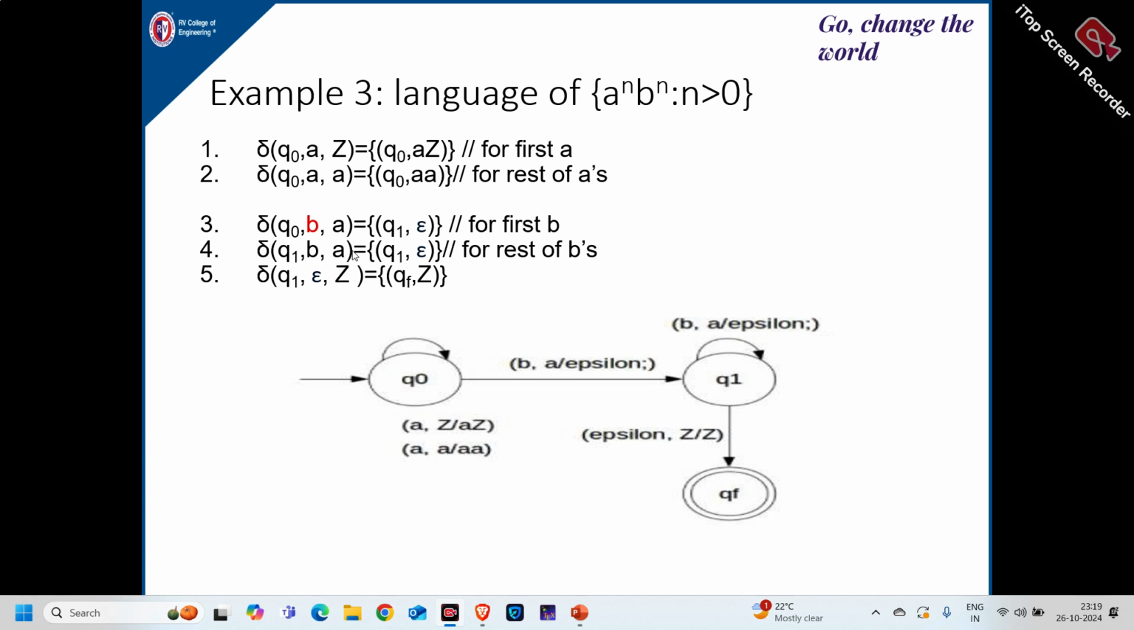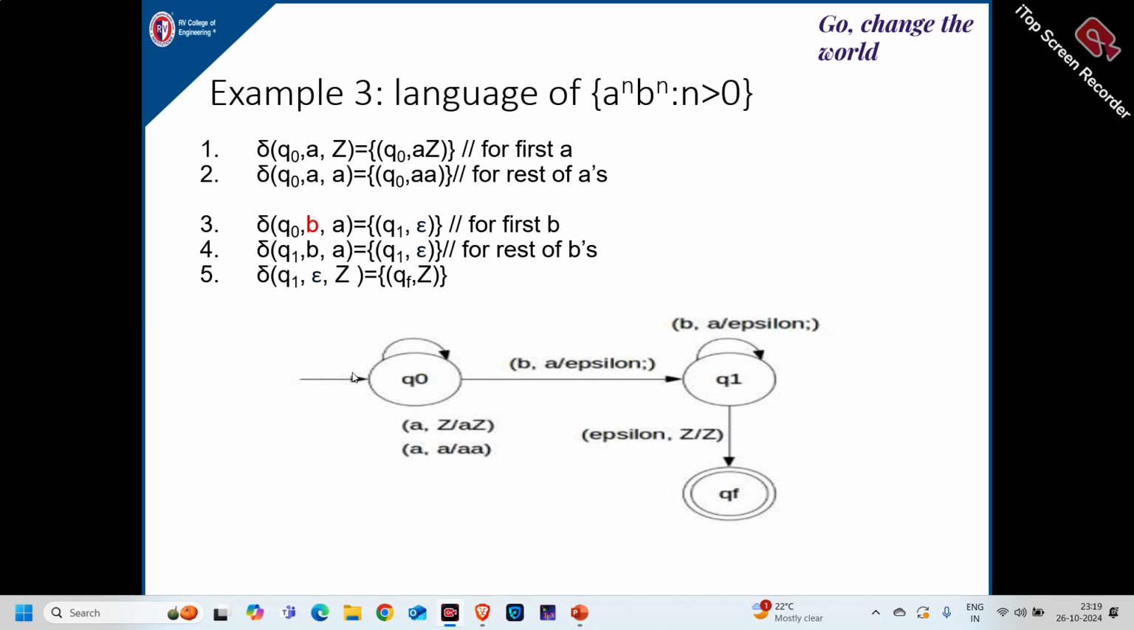Once I complete the processing of the input string, I will have epsilon. And if the top stack symbol is Z, it means that I have an equal number of a's and b's. I will indicate that by going to the final state qf, and I keep the top stack symbol as it is. So this is your delta for your PDA for this language. It is represented here.